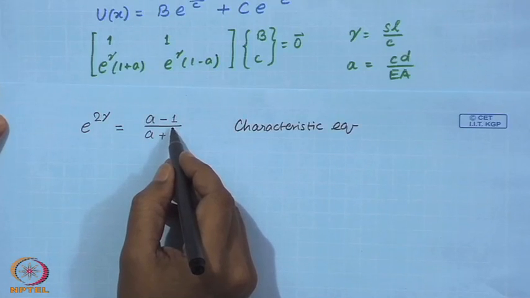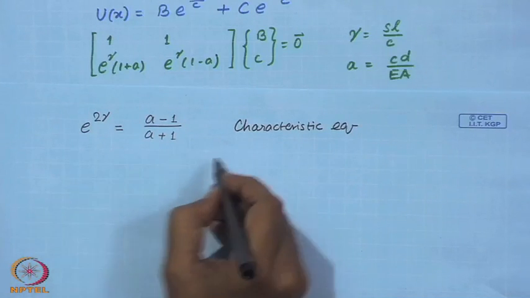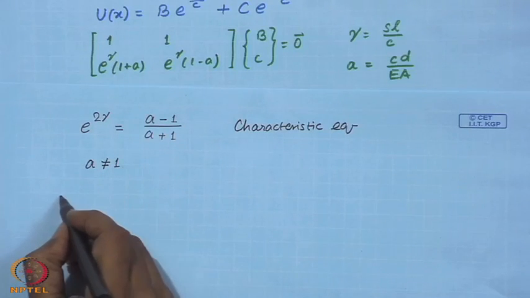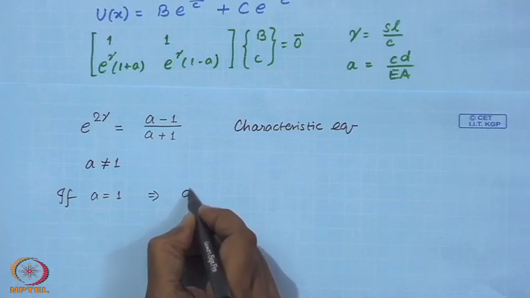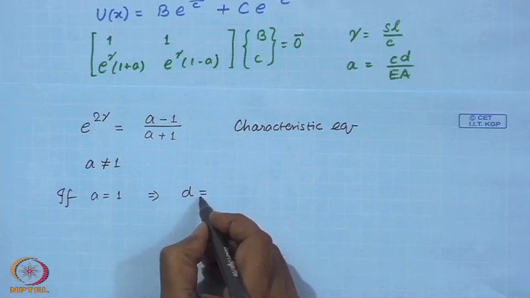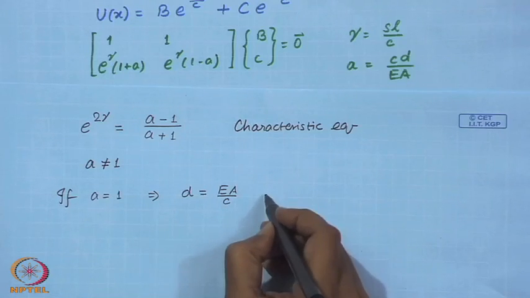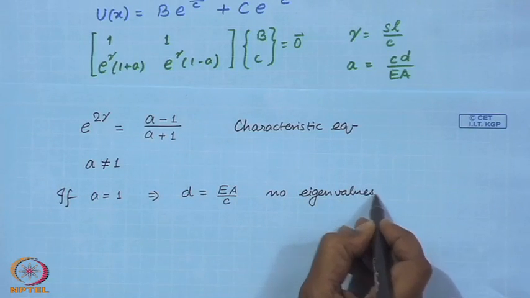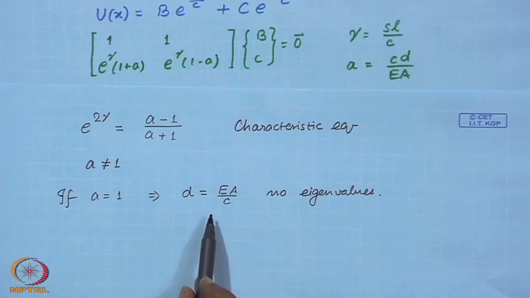when A is not equal to 1. If A is equal to 1, which implies that the damping, so the adjustable parameter is the damping, there are no eigenvalues for this problem when the damping is tuned to this value.